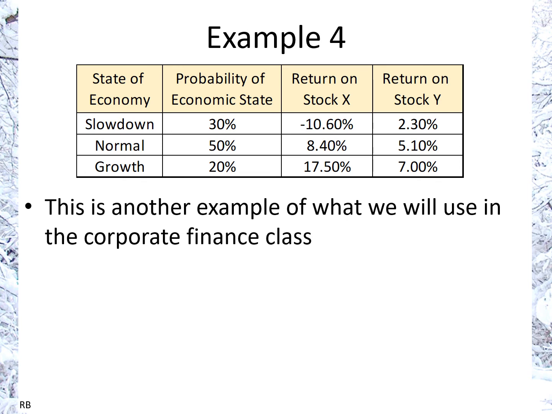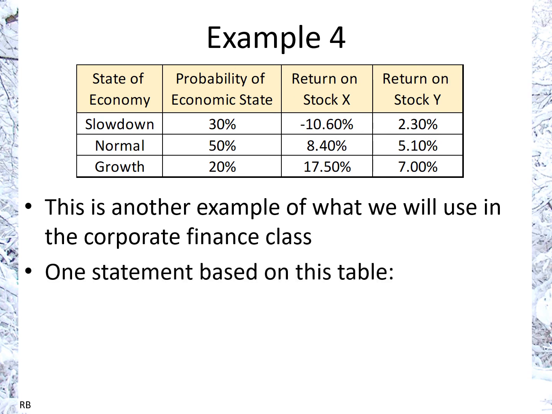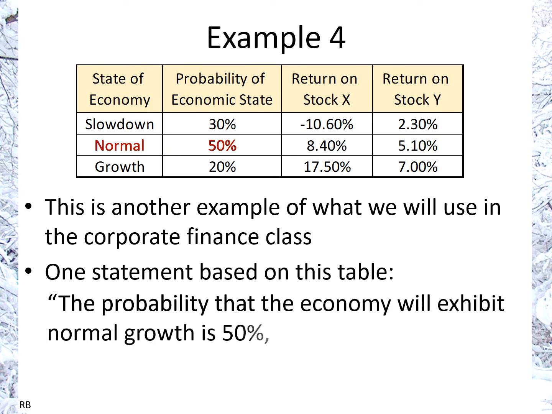And here's the final example that we'd also be using in a corporate finance class. Here we have the state of the economy, the probability of that state, the return on some stock X, and the return on some stock Y. So let's take another statement, again, a statement based on this table. So we're focusing here on the normal and 50% line. So the probability that the economy will exhibit normal growth is 50%. That's basically what they're saying here.